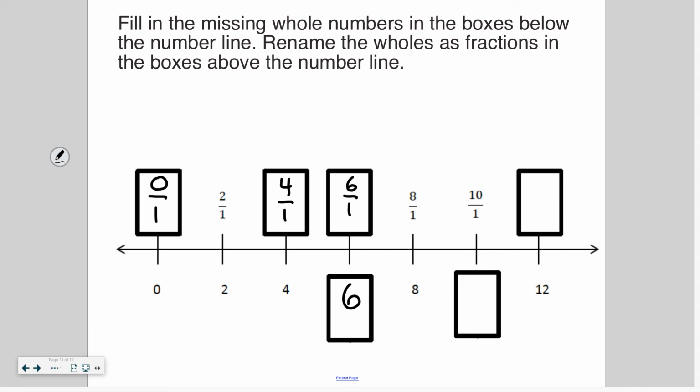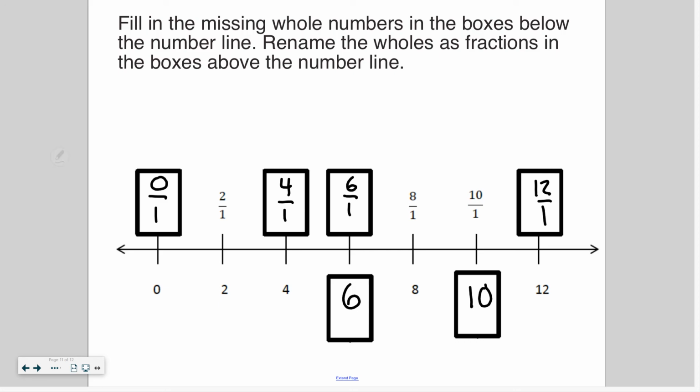So I want you to pause now, try these last two. What would the missing whole number be here, and what would 12 as a fraction be written? So pause now, solve those last two, then press play when you're ready to check your work. Right, so the missing whole number is 10, if I continue this pattern: 6, 8, 10, 12. And also 12 as a fraction would be 12 wholes.